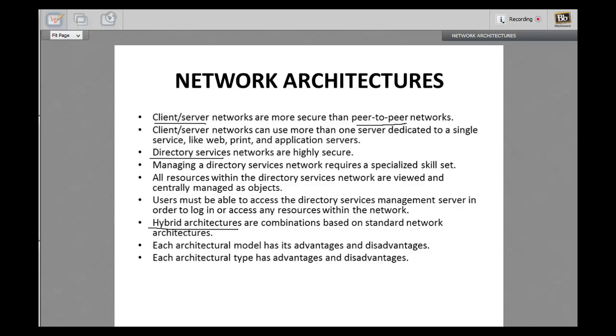There are also the hybrid architectures. They're combinations of two or more of the standard networks. Each architecture model has its advantages and disadvantages. This is what you should study and remember. So this chapter is about the architectures. You should know the architectures and compare between them in terms of many criteria.